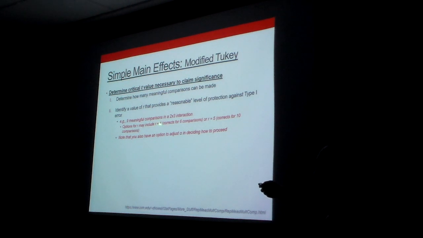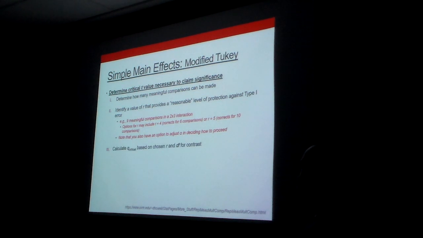Well, if I set R equal to 4, that's going to correct for 6 comparisons. 4 times 3 divided by 2 is 6, right? If I hit 5, 5 is going to correct for 10. 5 times 4 divided by 2 is 10. Now, so 4 is too little if I want to correct for 9. 10 is a little conservative, but maybe I go for 10, right? Or maybe I go for 4, but I set my alpha to 0.01 or something like that, right? Some different ways you can do this.